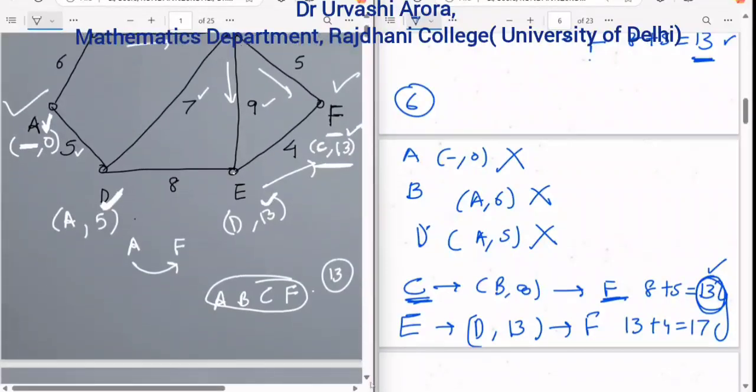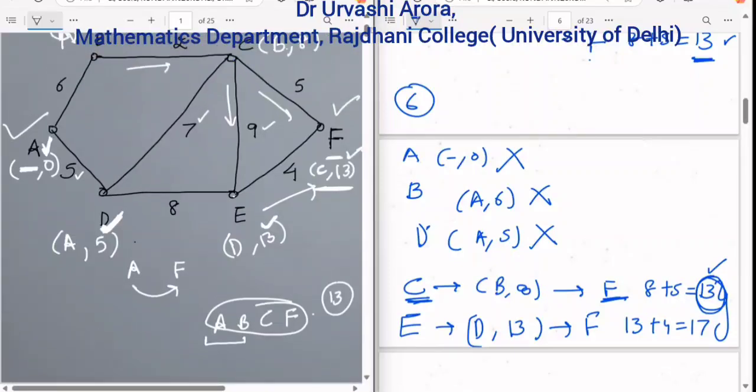And if we want to verify again, the weight of AB is 6. The weight of BC is 2. And the weight of CF is 5, which means 6 plus 2 is 8, and 8 plus 5 is 13. So 13 is the distance traveled along this path. So this is how Dijkstra's algorithm has to be applied to find out the shortest distance between two vertices and the shortest path between two vertices, which in this case are vertices A and F.